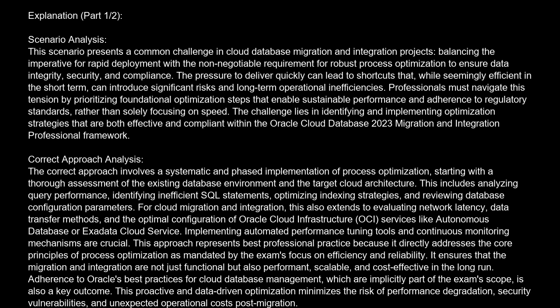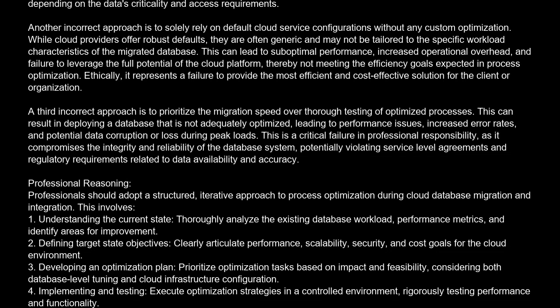cloud environment will automatically resolve any existing issues. This is a significant regulatory and ethical failure because it disregards the principle of due diligence in data management and migration. It risks migrating inefficient processes that could lead to performance bottlenecks, increased cloud resource consumption, and thus higher costs, and potential data access delays, which could have compliance implications depending on the data's criticality and access requirements.